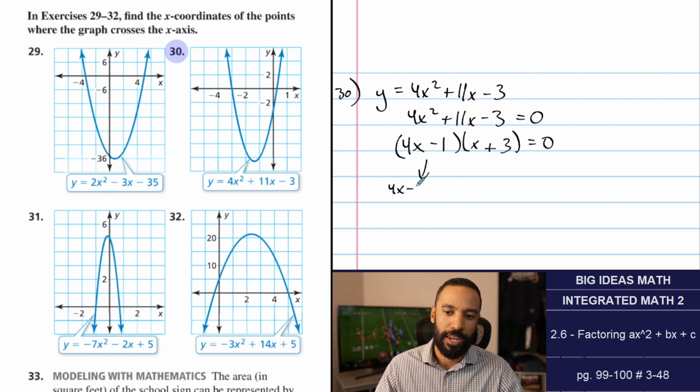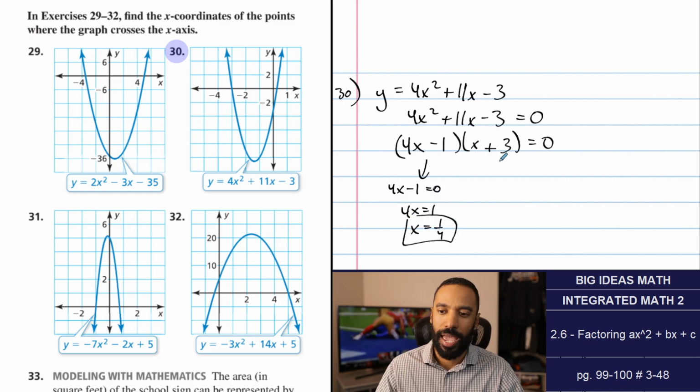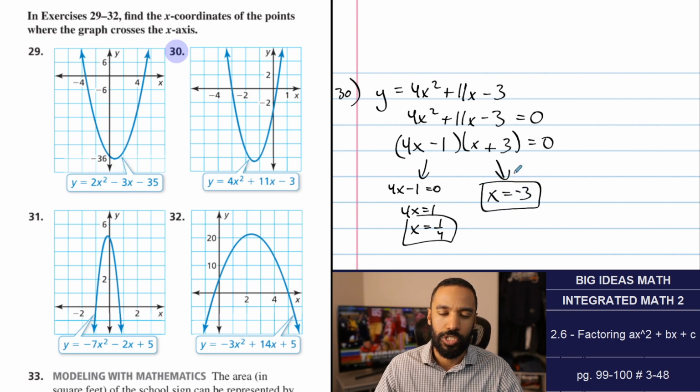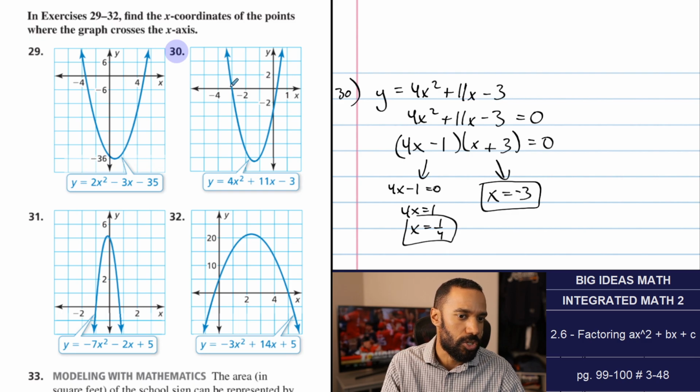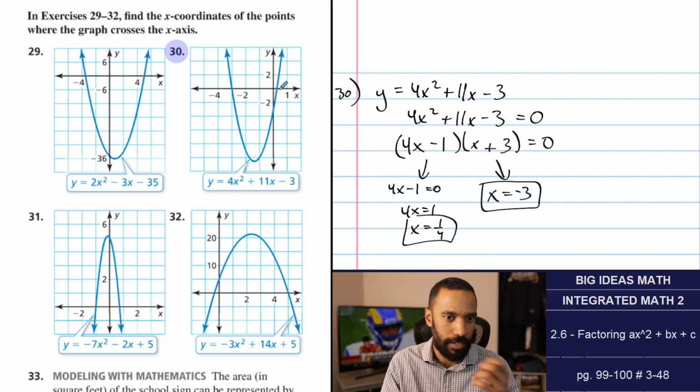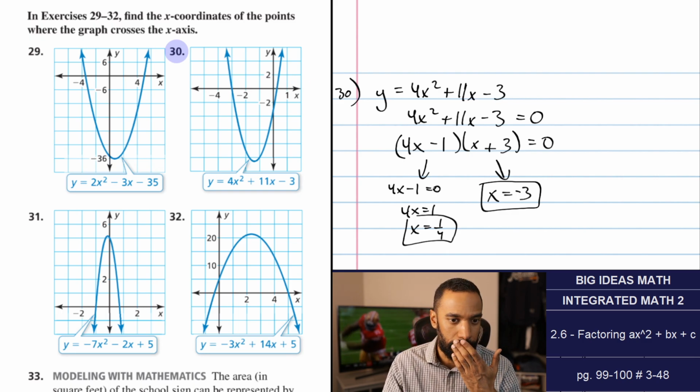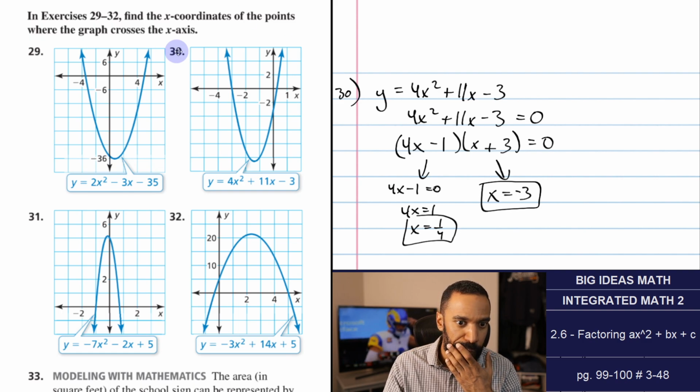So if 4x minus 1 equals 0, 4x equals 1, and x is 1/4. And if x plus 3 equals 0, then x is negative 3. So let's check those. We get negative 3. And remember, that is negative 3. That works. And I said a quarter, and it is a quarter. So that works out. It looked like it.